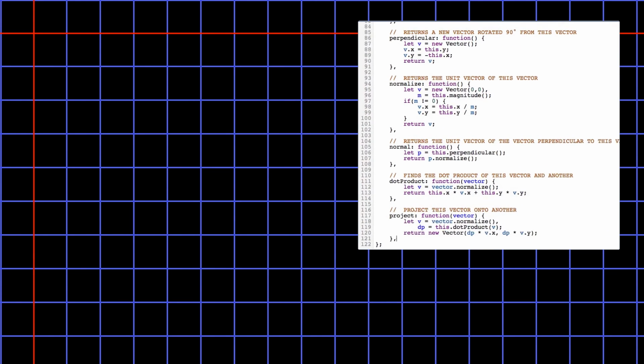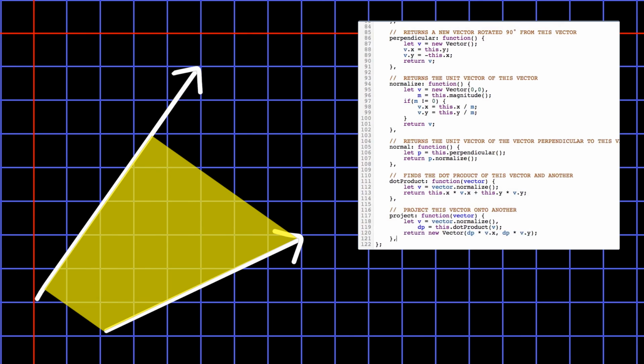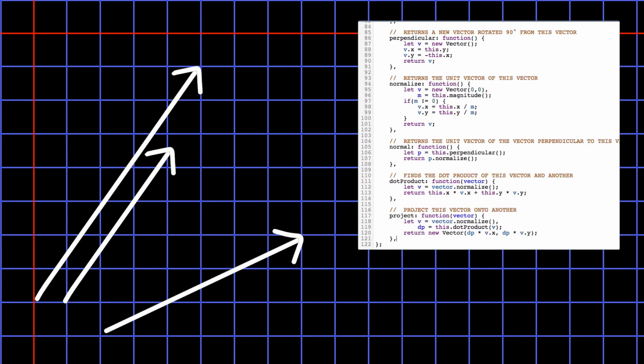Another useful trick is projecting one vector onto a second. This can be done by normalizing the second vector, then finding the dot product of the two, and multiplying the x and y values of the first by that number. This will give you a vector that is the same direction as the second, but is only as long as the first is along the length of the second vector.